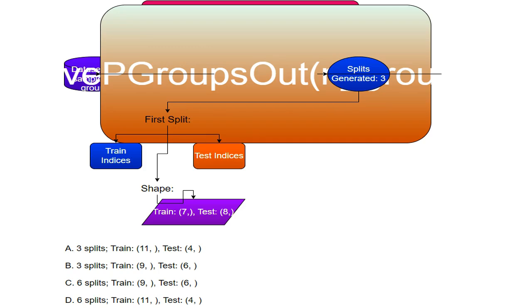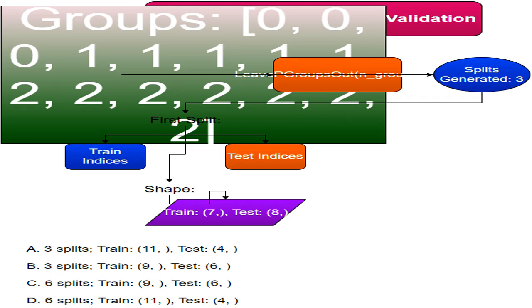I'm using the LeavePGroupsOut function, telling it to leave out 2 groups at a time during testing. n_groups is the key here, telling the function how many groups I want in my testing set for each split. This shows exactly how my 15 samples are assigned to groups 0, 1, and 2. Notice that group 0 has 3 samples, group 1 has 5, and group 2 has 7 samples. This is a fundamental input to the cross-validation process.